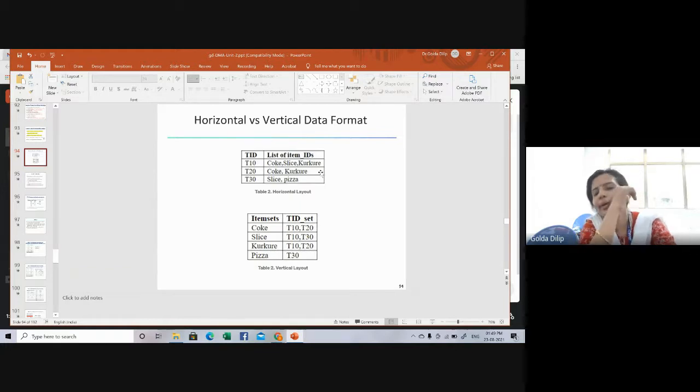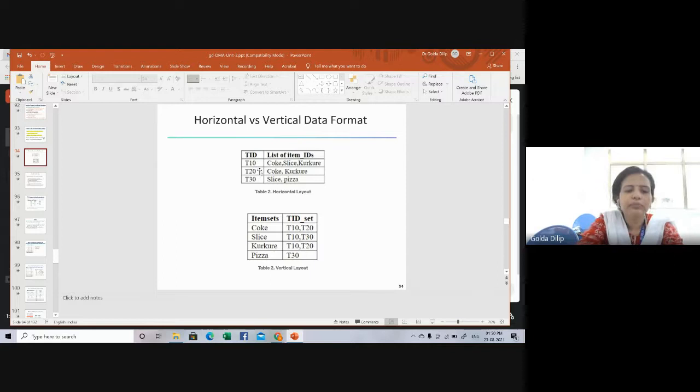Whereas in transaction T20, Coke and Kurkure are bought together. So the pattern is TID colon item set. That is what the horizontal data format is all about: transaction ID colon item set in flower brackets.